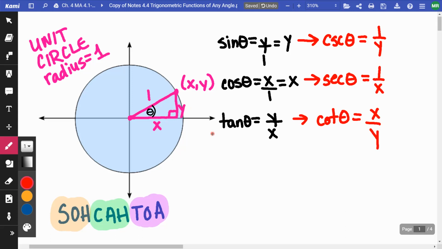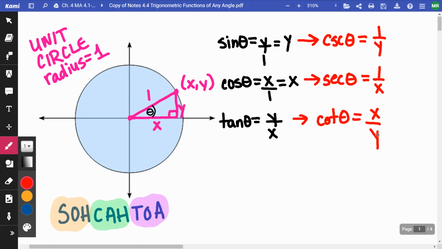And that's what we were using for a unit circle, which is radius 1. So our sine was the y coordinate, the cosine was our x coordinate. If I took my y over x, I ended up with tangent. And then my cosecant was the reciprocal of my y coordinate. My secant was the reciprocal of my x coordinate. And my cotangent was x over y.